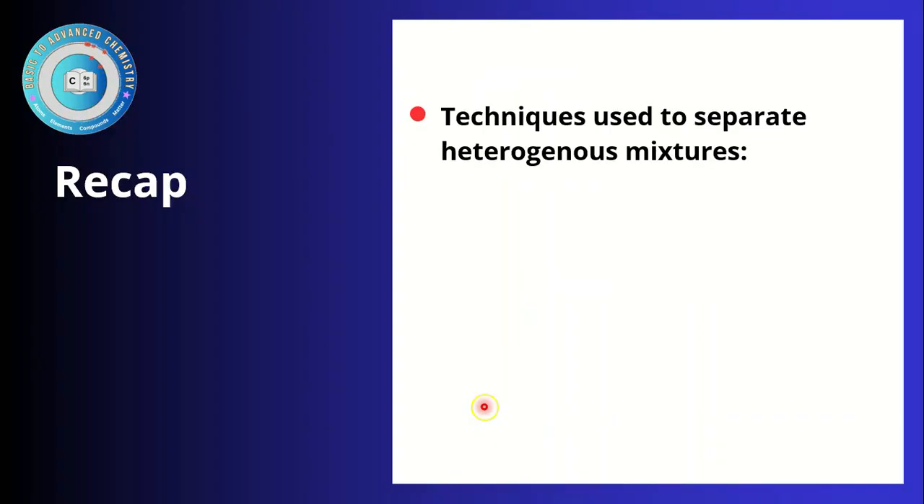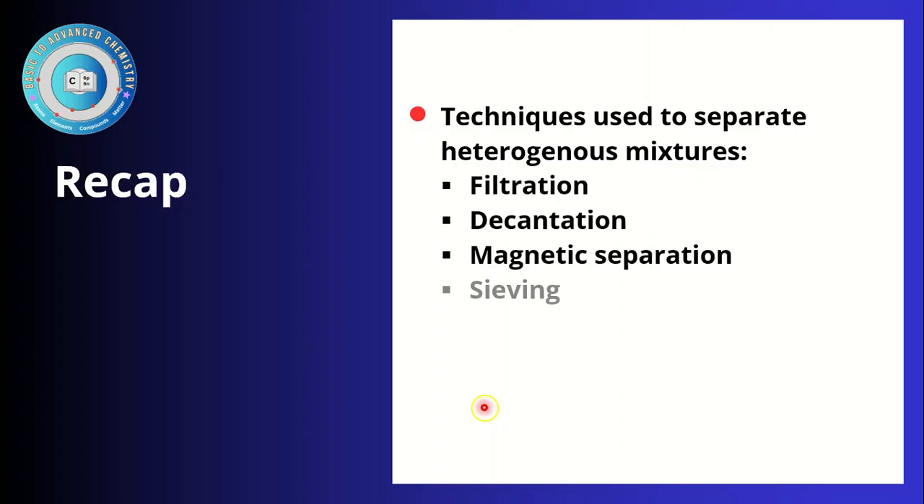So let us summarize our lesson. In this lesson, we discussed different techniques used to separate heterogeneous mixtures. These include filtration, decantation, magnetic separation, and sieving. Filtration and sieving are based on particle size difference of the components of the mixture, whereas decantation is based on density difference of the components of the mixture, and magnetic separation is based on the magnetic properties of the components of the mixture.